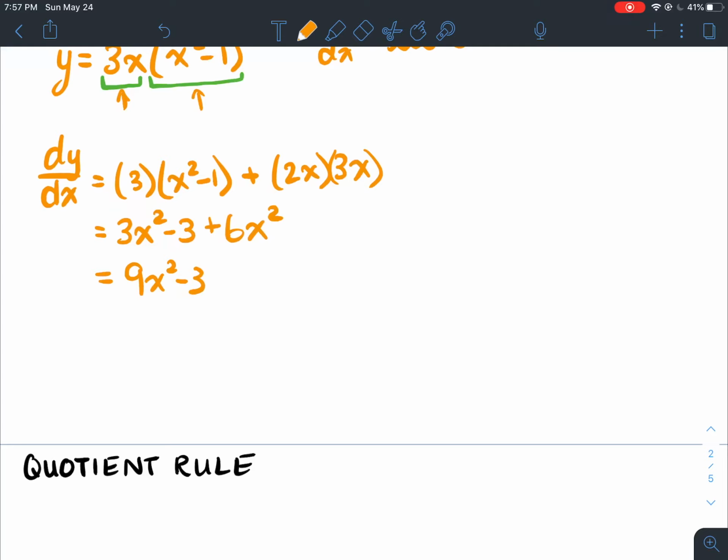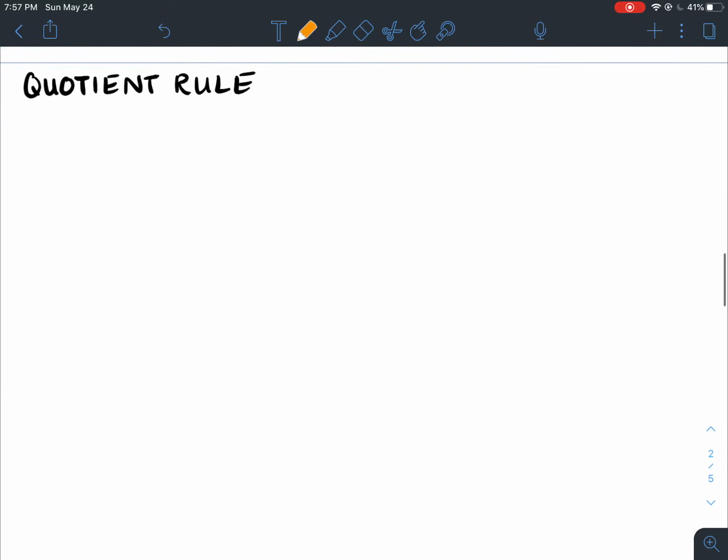So, I'm just going to move around. Okay. So then, that's product rule. Moving on, quotient rule.